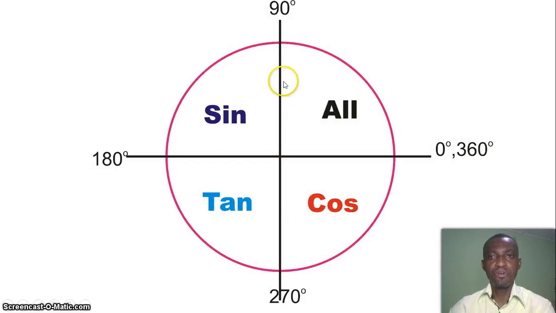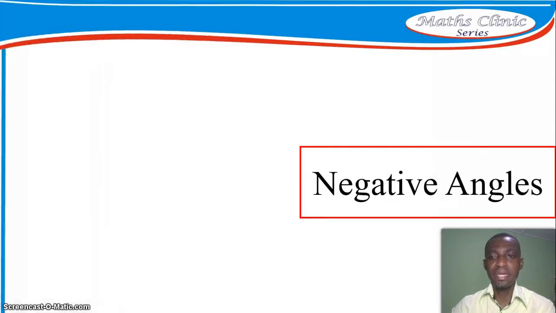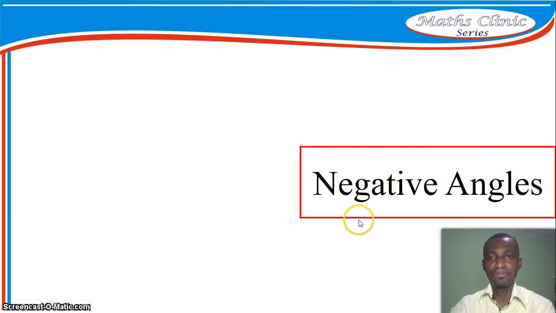So this is a summary of what we've just studied. All for the first quadrant, only sine is positive for the second quadrant, only tan is positive for the third quadrant, and only cos is positive for the fourth quadrant. So let's quickly look at negative angles to end this section of the video.